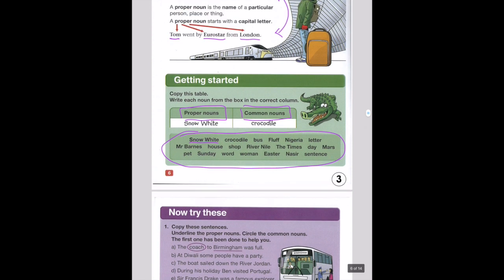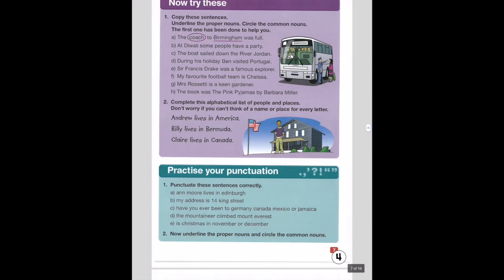And then the next one, crocodile. Is that a common or a proper noun? It's a common noun because it's not the specific name of a crocodile. It is just a crocodile. Okay, so that's what you do for question number 1.